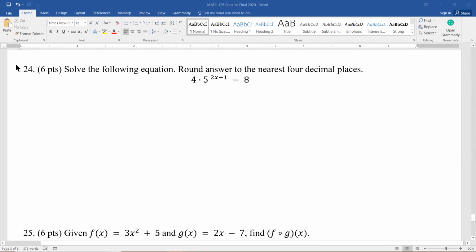Question 24, we're going to solve this equation. We're going to round our answer to the nearest 4 decimal places. We do not want to round anything until we're on our last step. So first step, we want to get 5 to the 2x minus 1 isolated. So we want to get rid of this 4 by dividing both sides by 4. So that gives us this right here.